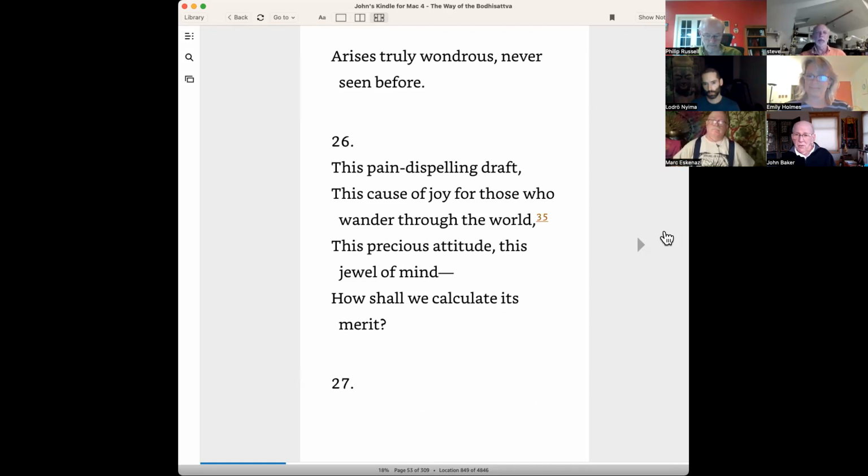And this is bodhicitta. This is awakened mind, enlightened mind, the mind of awakening.